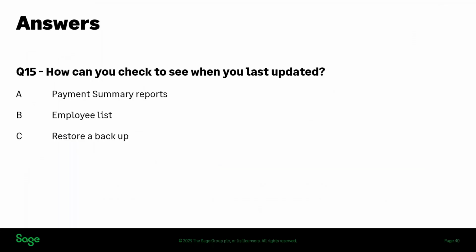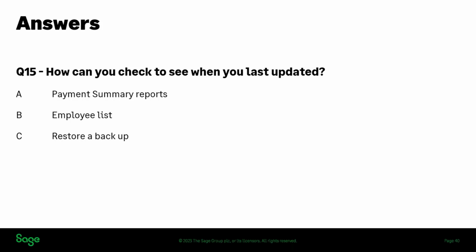Thank you so much, Duncan, on that one. And yes, I am giving bonus points to anyone who said favorites if you have favorited it, but you do need to firstly find it in that folder in order to tick the star to favorite it. But I will give a bonus point if it says favorites. So question 15 was, how can you check to see when you last updated? Was it the payment summary reports? Is it the employee list, or was it restoring a backup to check?